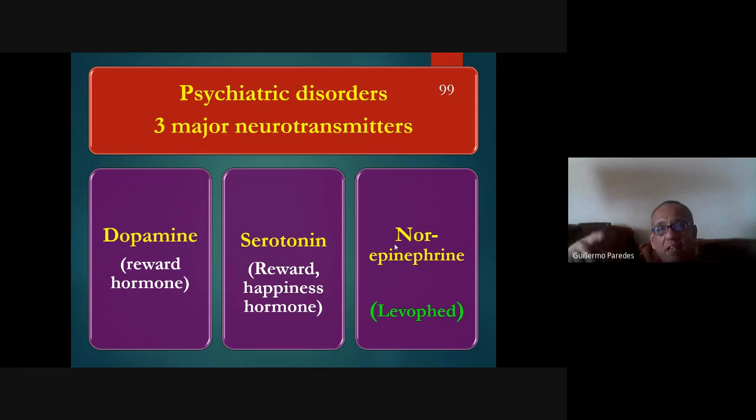So when you have serotoninergic toxicity, what is going to happen? One of the things is going to cause diarrhea, plus other things that we will see in the next few slides. So why do you have excess of serotonin? Because if you are depressed, what are you going to take? You're going to take serotonin, right?